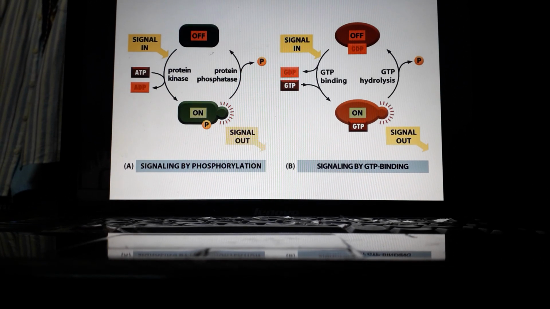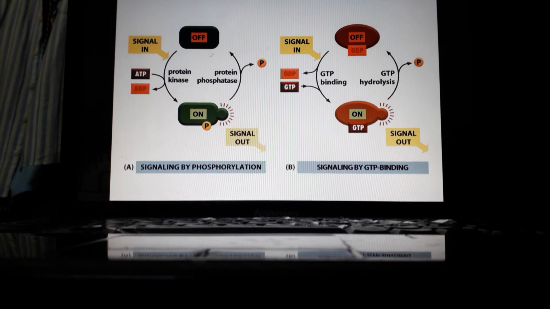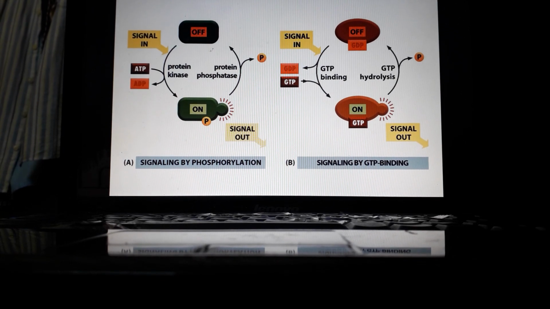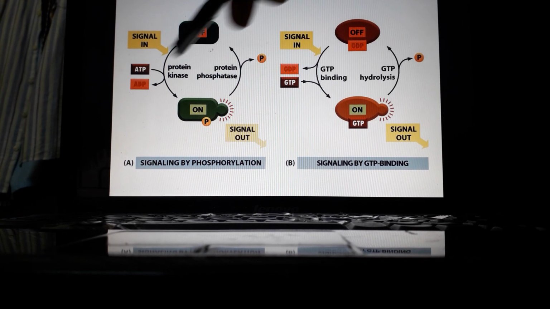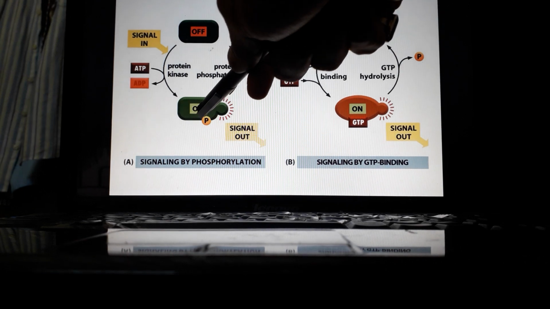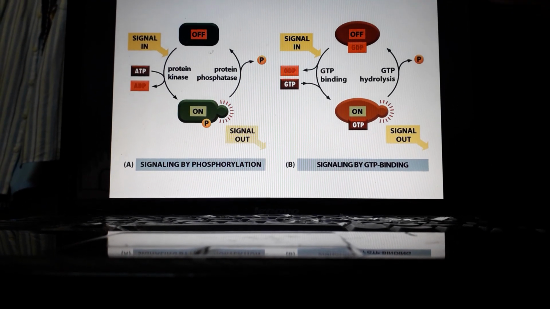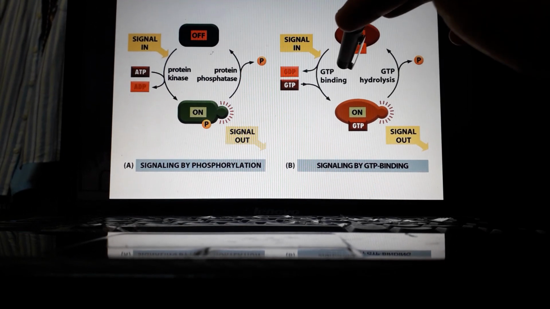Now, in order to give rise to an instantaneous response, there should be some molecular switches, some proteins which can be very instantaneously turned on and very instantaneously turned off, right, and these kinds of switches are known as molecular switches.